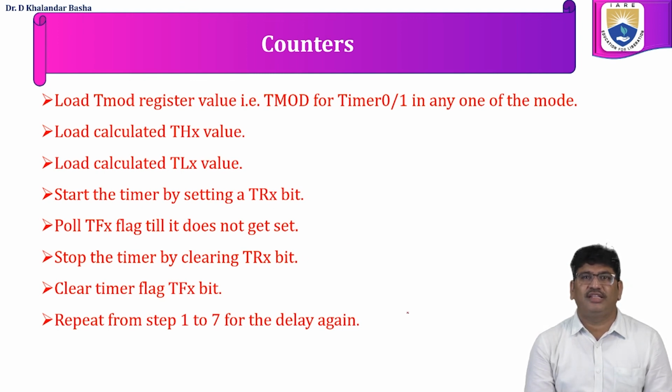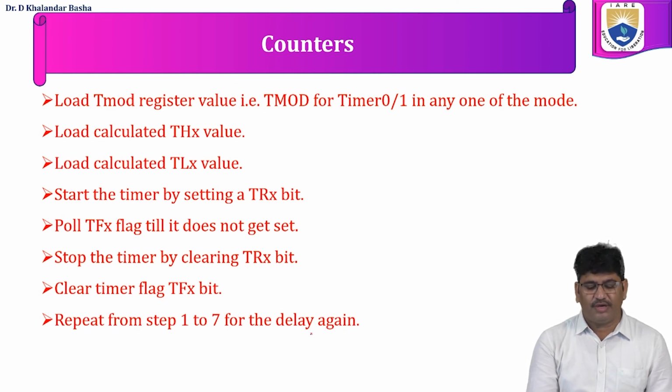Every time we have to check the status of TF0 or TF1. Whenever it is set, then the timing application is done. Otherwise, we have to wait in a loop. Poll the TFX flag till it gets set. Stop the timer by clearing the TRX bit after the overflow has occurred. Clear the timer flag TFX bit. Repeat the first step to the 7th step again for the delay.